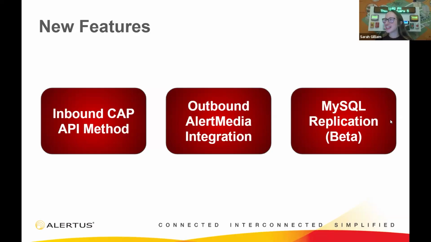But we'll move on to the next section of our presentation, which is the new features. So the new features we will be diving into today are the new inbound CAP API method, the new outbound AlertMedia integration, making our integration with AlertMedia bidirectional, and the MySQL replication beta feature. So we'll now go through each of these in detail, starting with the inbound CAP API method.